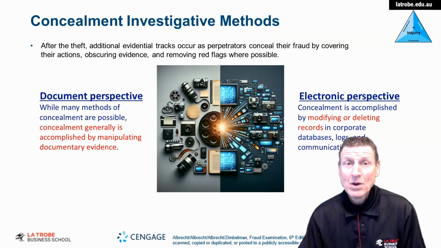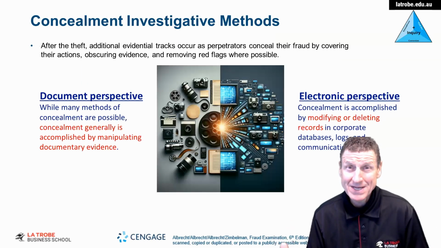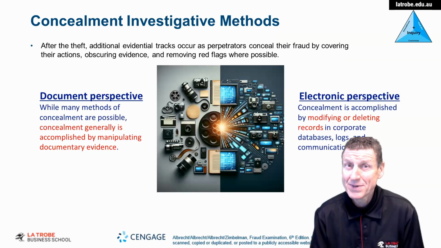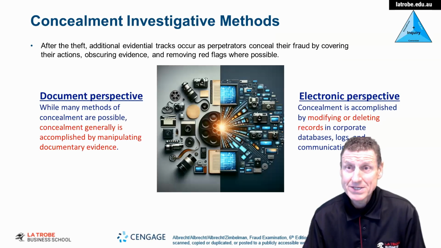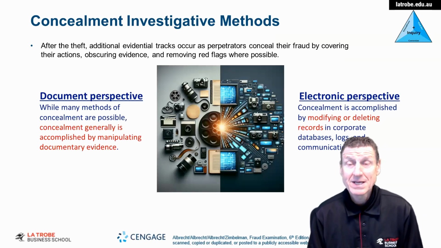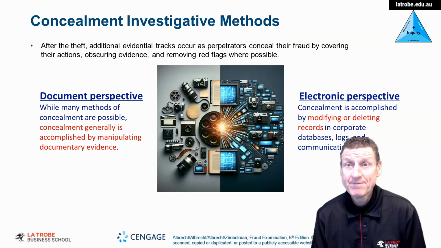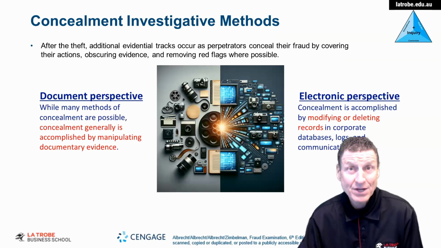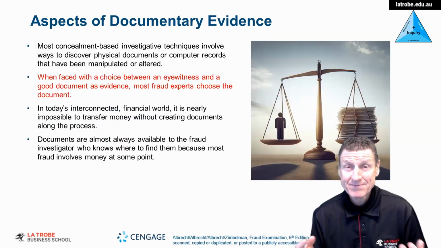Now, what we've got here is concealment investigative methods. There's a document perspective. While many methods of concealment are possible, concealment is generally accomplished by manipulating documentary evidence. On the other hand, from the electronic perspective, concealment is accomplished by modifying or deleting records in corporate databases, logs, and communications. Okay. So aspects of documentary evidence.